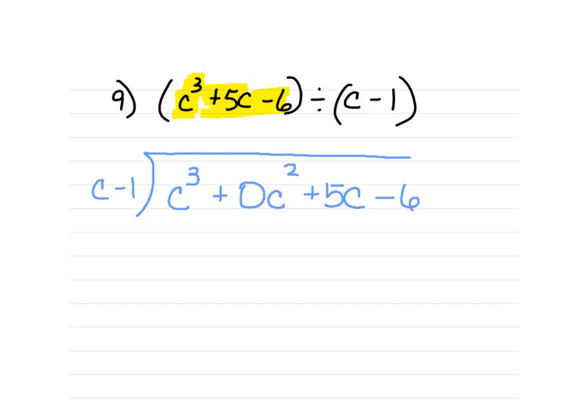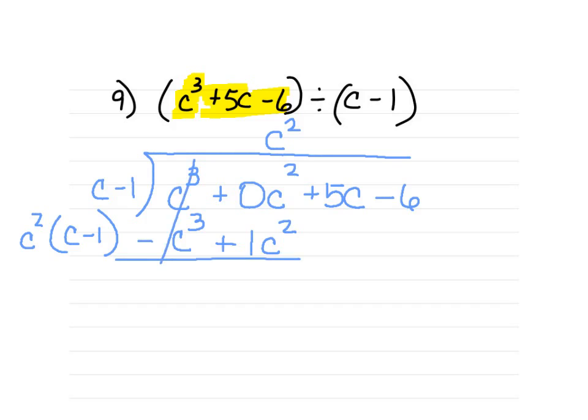Okay, let's start dividing. C goes into c cubed how many times? Well, it goes in c squared times. So c squared times c minus 1. Distribute here. C squared times c is c cubed. And c squared times negative 1 is negative 1c squared. Since I'm going to subtract, let me change the signs. C cubed minus c cubed cancel out. I bring down 1c squared plus 5c.